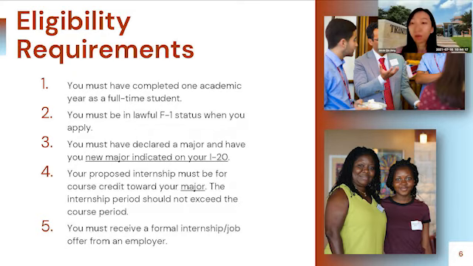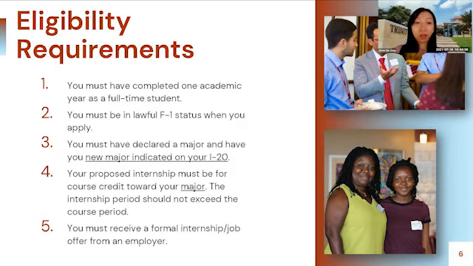Eligibility requirements for students who want to apply for CPT: there are 5 requirements. First, as we mentioned before, you must have completed 1 academic year as a full-time student. Second, you must be in lawful F1 status when you apply. That means you cannot drop below full-time. If you drop below full-time, you are not in lawful F1 status. Also, if you work without authorization off campus, you're not in lawful F1 status.